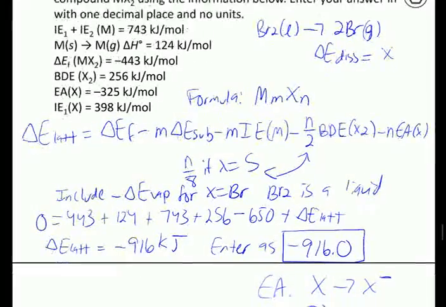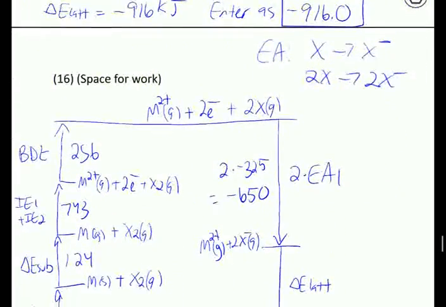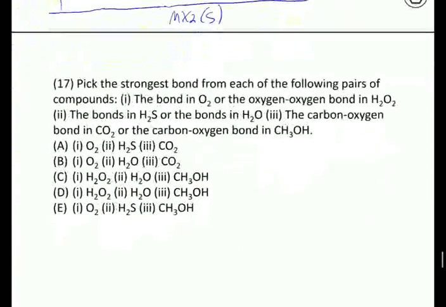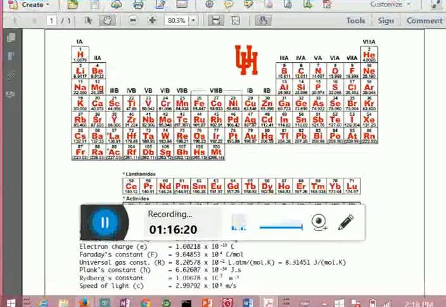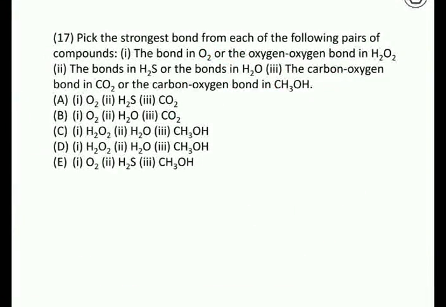Okay? We're almost there. So finally, pick the strongest bond from each of the following pairs of compounds. All right, so here we're talking about covalent bonds. So we have to be able to draw Lewis structures for some of these to be able to figure out what the bond looks like. So in choice 1, we're talking about the bond in O2 or the oxygen-oxygen bond in H2O2.